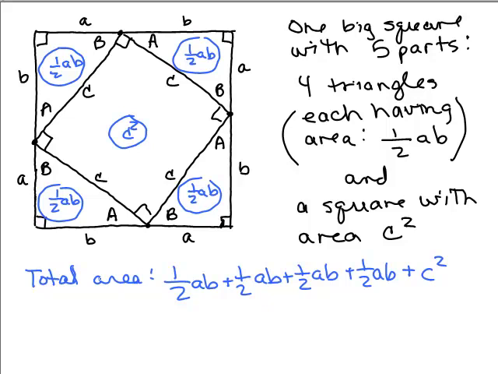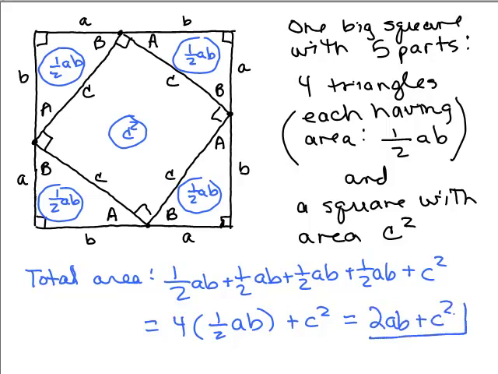So the total area of this big old square, well, if we add, we've got 2AB, right? 1/2 plus 1/2 plus 1/2 plus 1/2. Or some people get that by thinking of 4 triangles all having 1/2 AB. Some people write it like this, but no matter which way you write it, when you simplify it, you get 2AB plus c squared. So that's what's important. That is the total area of that square.